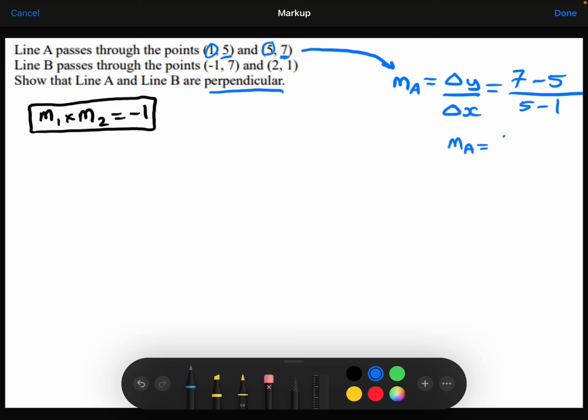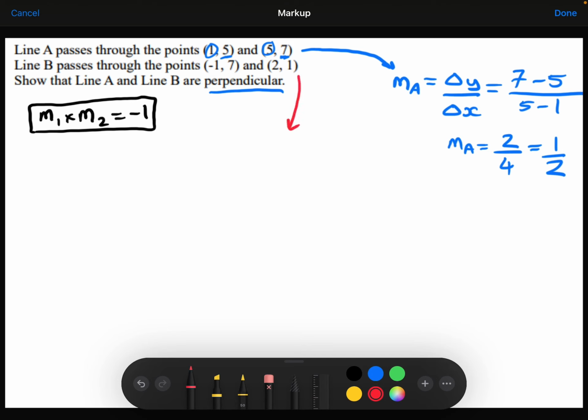Seven minus 5 is 2. 5 minus 1 is 4. And 2 divided by 4 is the same thing as 1/2. So the gradient of line A is 1/2.